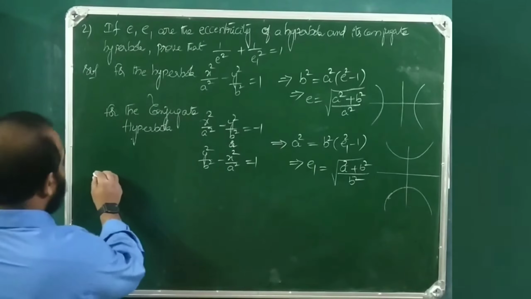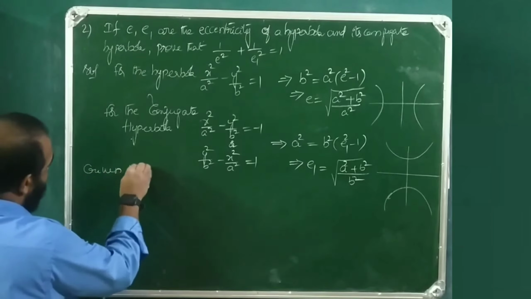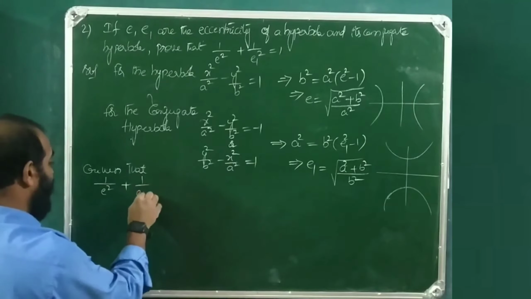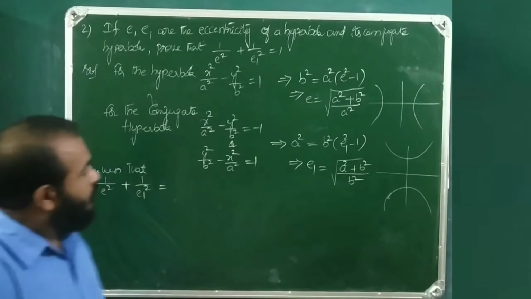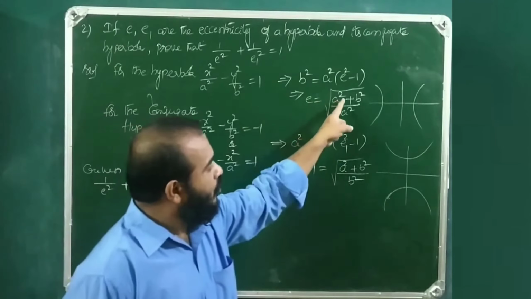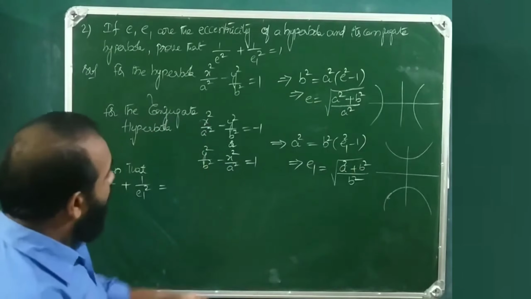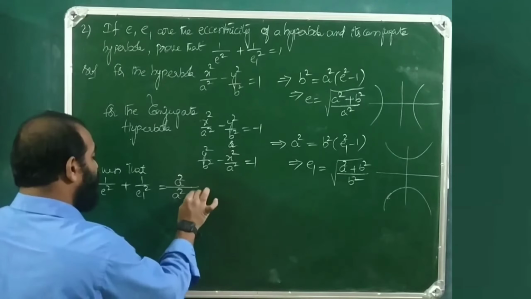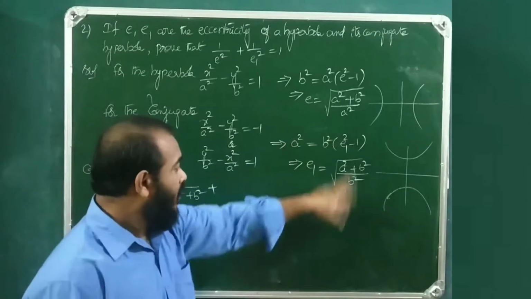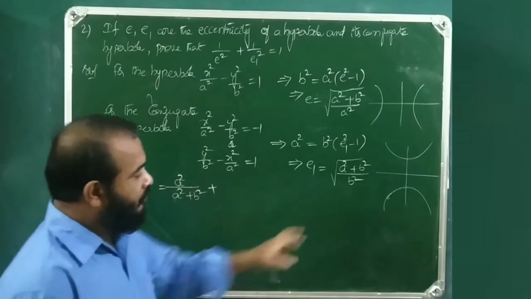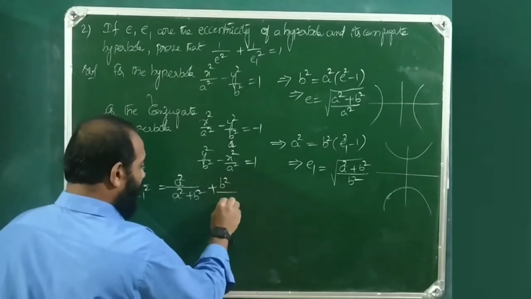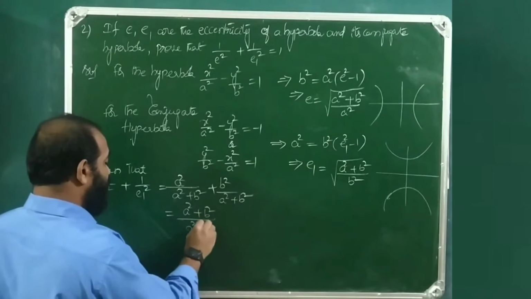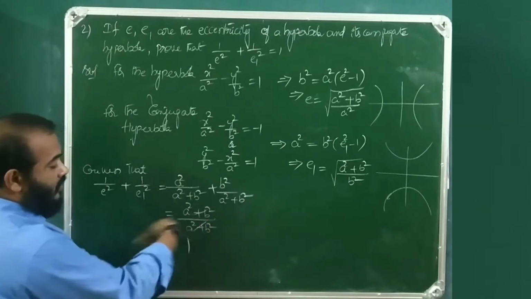Now, 1 by e square plus 1 by e1 square. e is this, e square is the square and the root gets eliminated, and 1 by e square is the fraction reversed. This is a square by a square plus b square, and 1 by e1 square is b square by a square plus b square. So this is a square plus b square by a square plus b square, which equals 1.